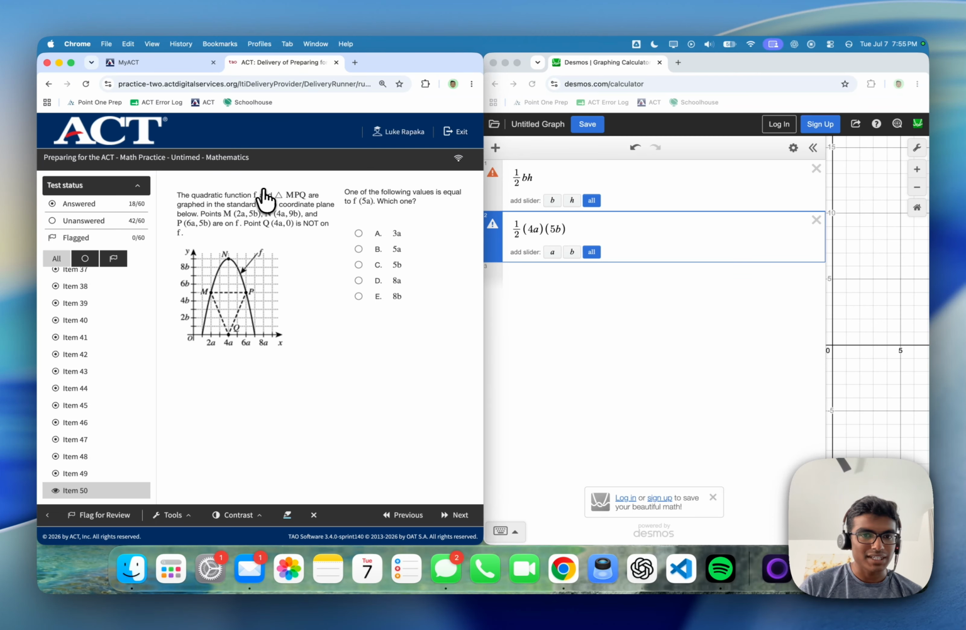The quadratic function MPQ. Same question. One of the following values is equal to 5a. So that would be, you just follow this parabola, and that would be 8b. And so that would be your answer.